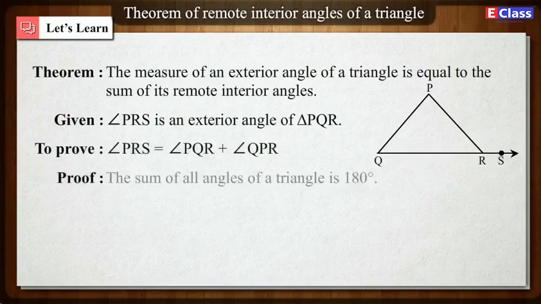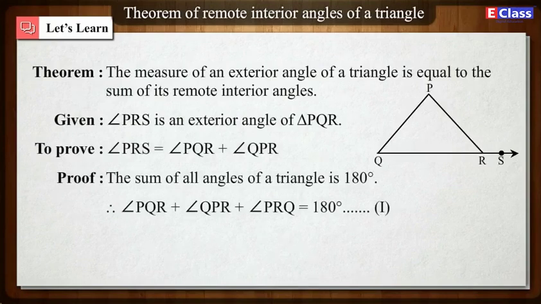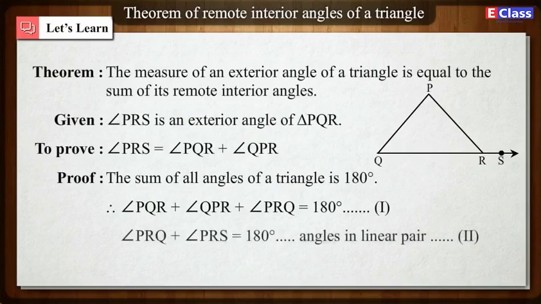Proof. The sum of all angles of a triangle is 180 degrees. Therefore, angle PQR plus angle QPR plus angle PRQ is equal to 180 degrees. Let us mark this as equation 1. Angle PRQ plus angle PRS is equal to 180 degrees as they are angles in linear pair. Let us mark it as equation 2.